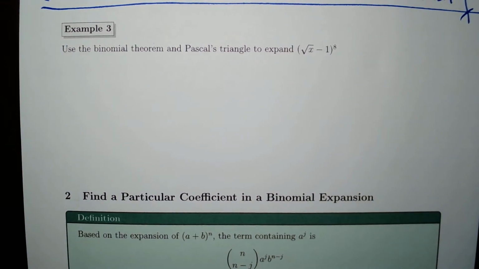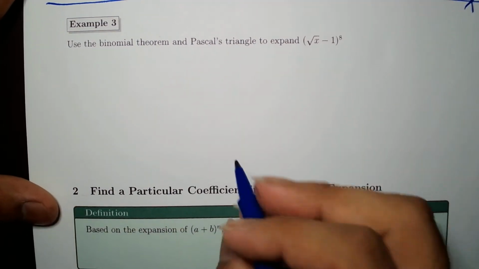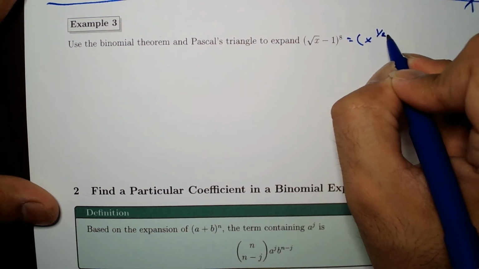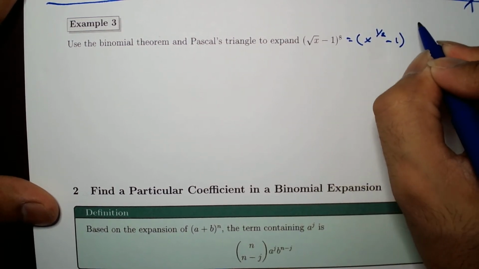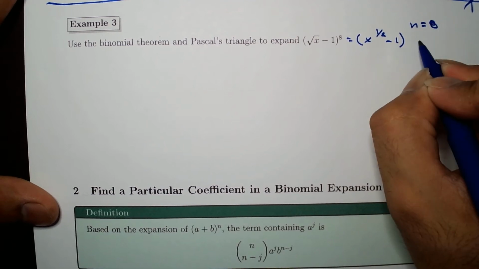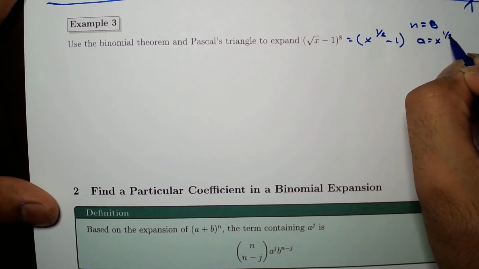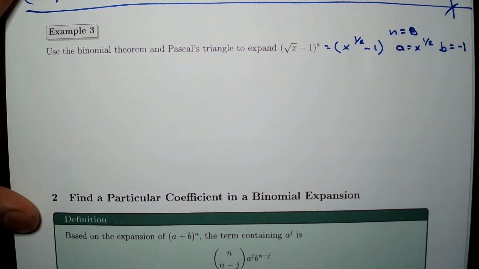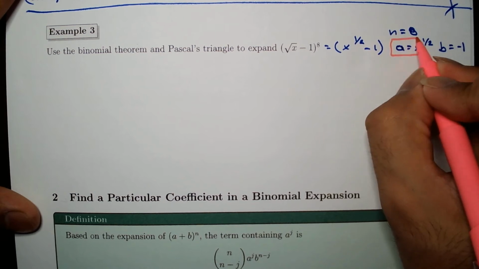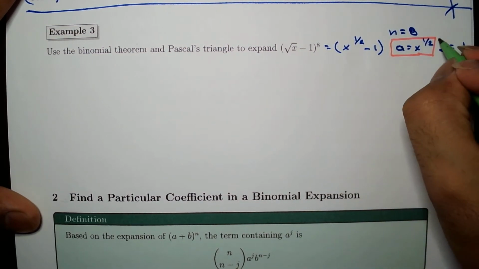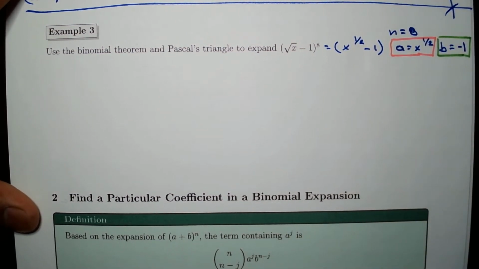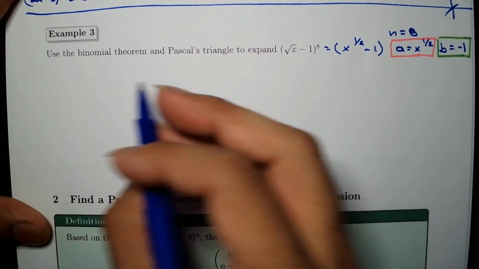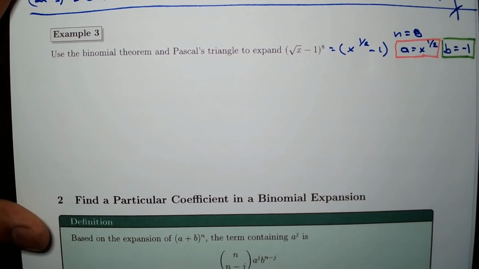So what are we going to do there? Well, in this case I would rewrite this as x to the 1/2 minus 1, where n equals 8, a equals x to the 1/2, and b equals negative 1. And again, I'm going to use the same color coding here. Pink for a and green for b. All right, so this one is going to take a good minute, I think.